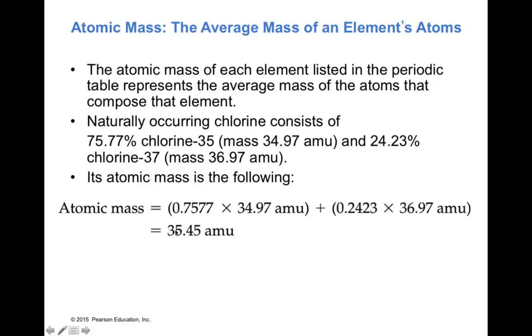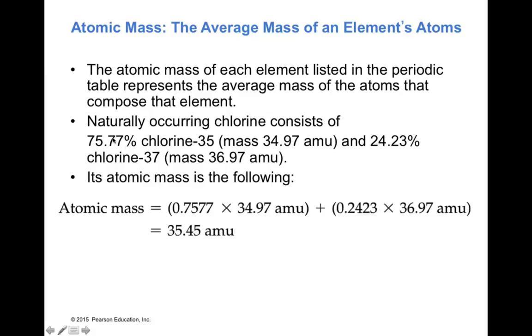And at the end, we're going to find that the atomic mass for chlorine is going to be 35.45 atomic mass units. Okay, so once again, the atomic mass of any element is going to be the contribution of the different isotopes that element has. For example, chlorine has two isotopes, chlorine-35 and chlorine-37, and a specific natural abundance.